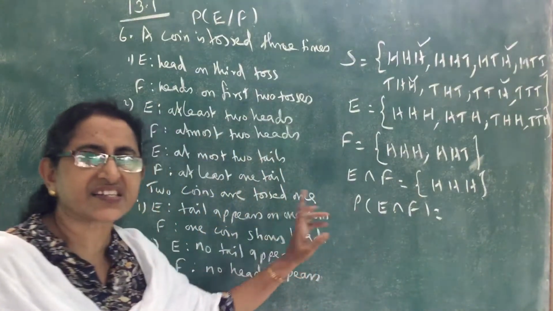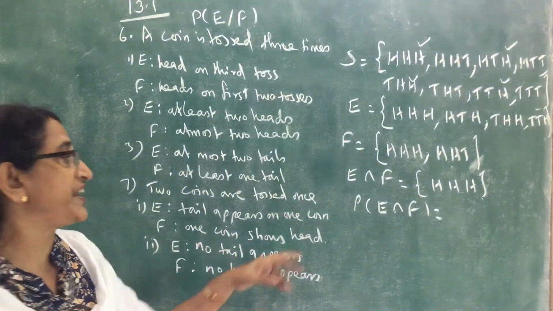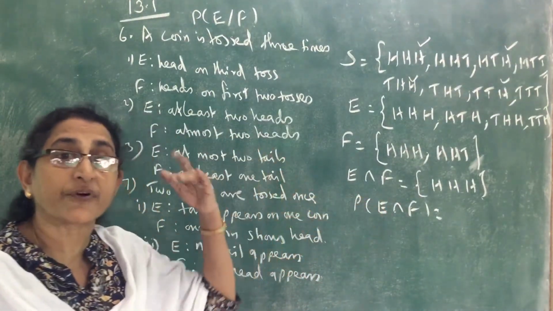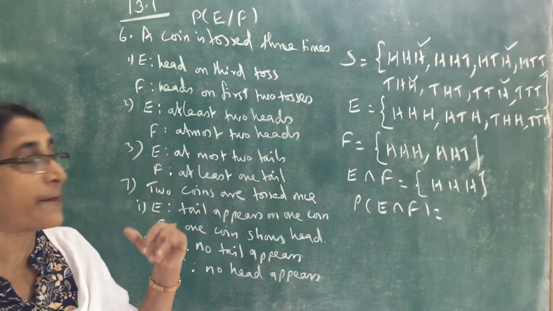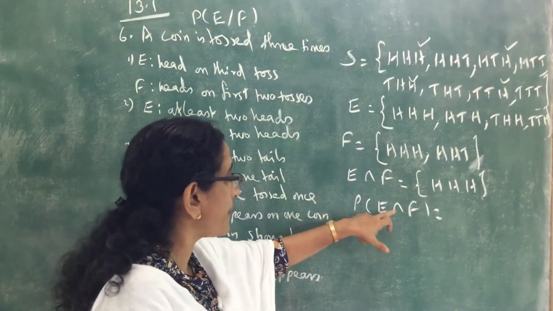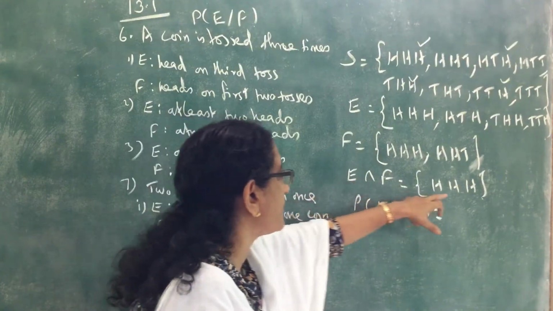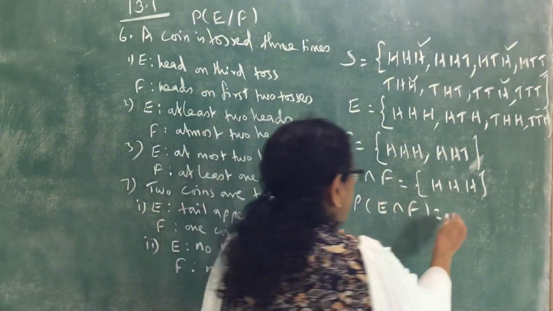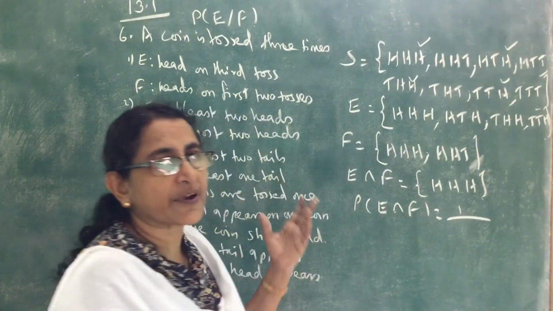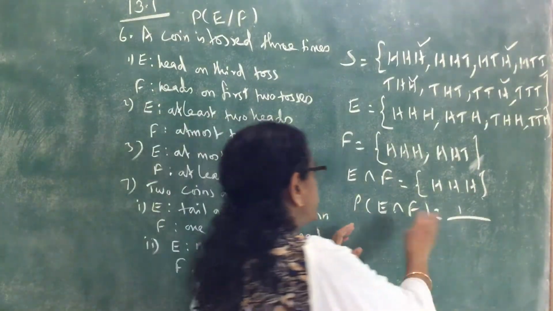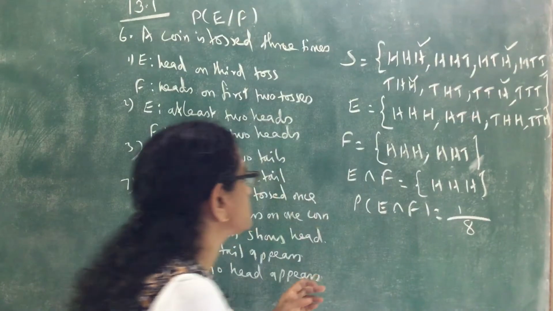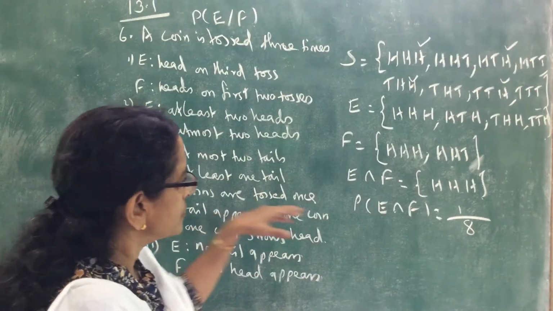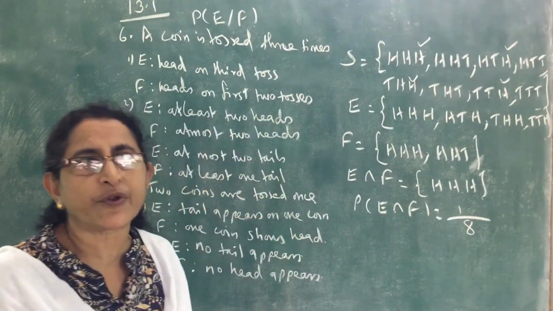Now find the probability of E intersection F. Probability of E intersection F equal to the number of elements in E intersection F divided by the number of elements in the sample space S. See, the number of elements in E intersection F is only one. So 1 divided by the total number of elements in the sample space, that is 8. So probability of E intersection F equal to 1 by 8.